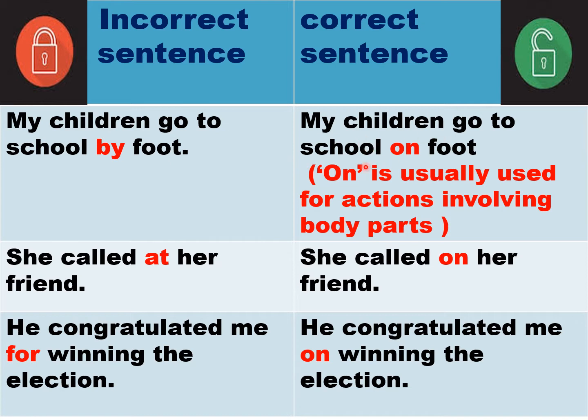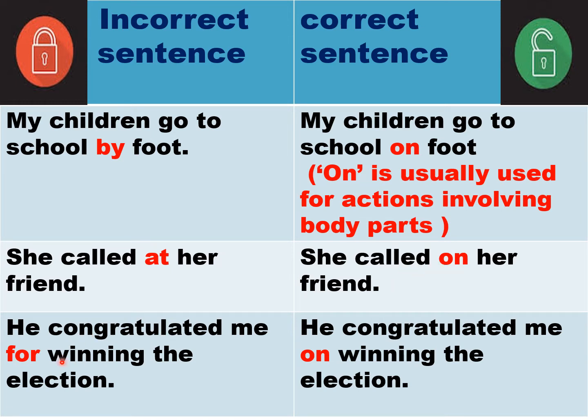My children go to school on foot is correct here. On is usually used for actions involving body parts. Foot is here, so we must use on. She called at her friend. Called at is here. We use called at to represent a place. She called on her friend is correct. When we have friend, we must use the preposition on, called on her friend.